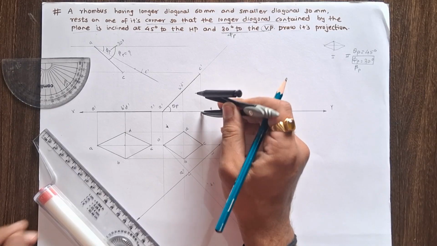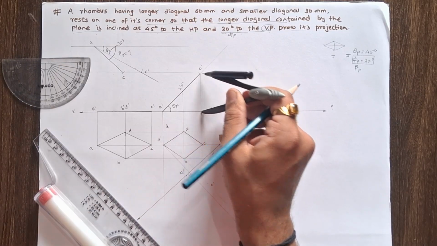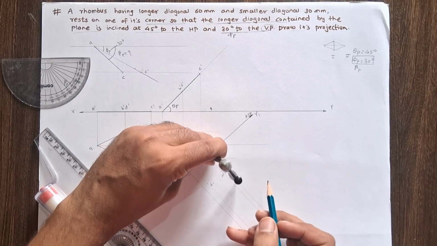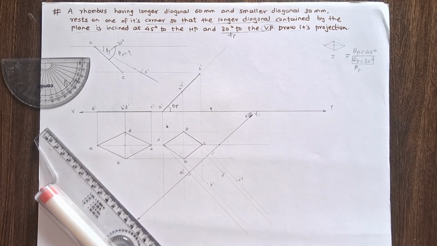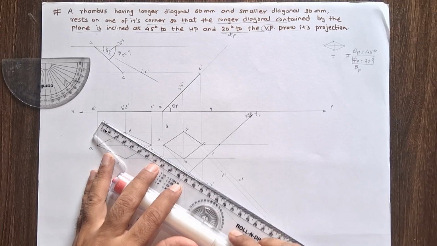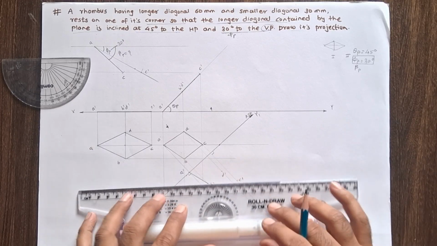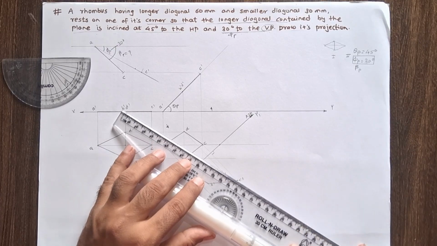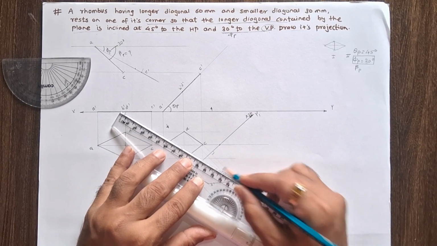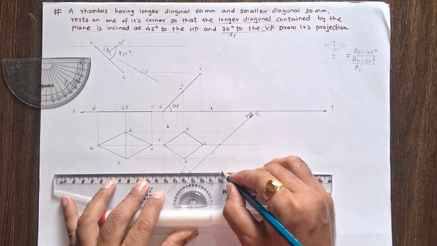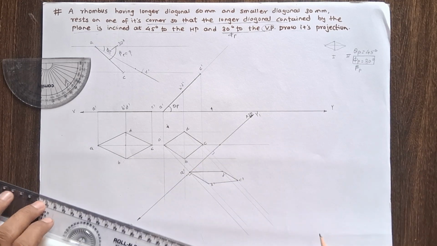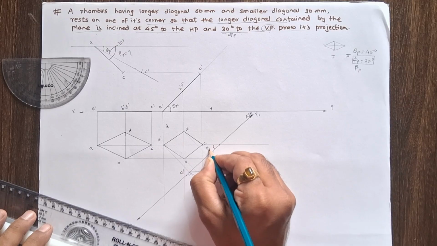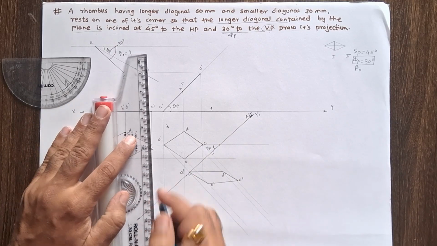Now from xy, measure this distance. This is the position of C. From C, mark a point C dash. Now join AB, BC, CD and DA by using a thick line. This is the theta plane angle. This is the beta plane angle. Now give the dimensions.